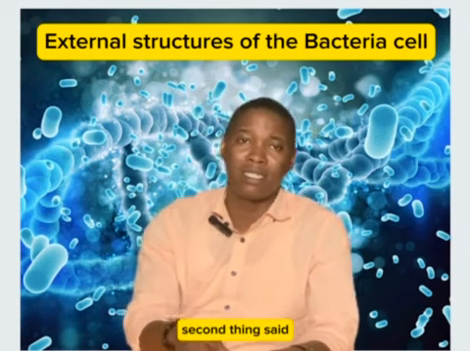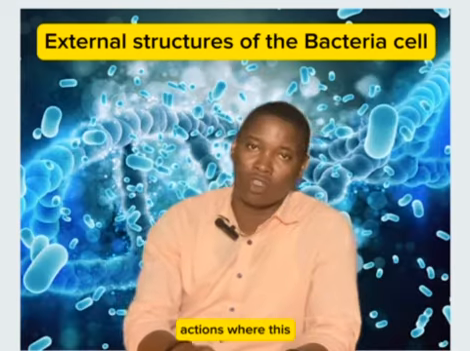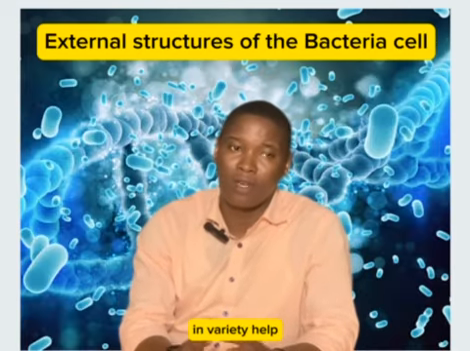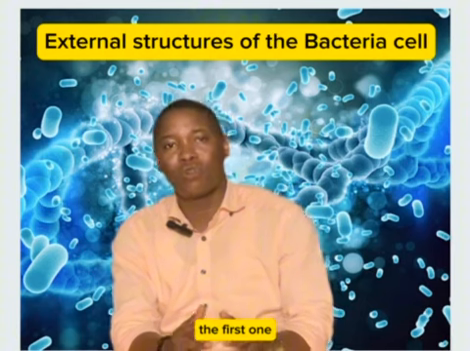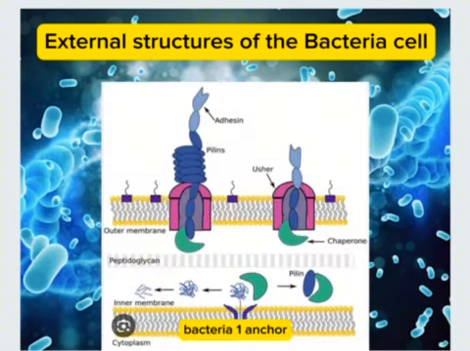Some people dey mistakenly think say these things na for movement, but no be for movement. E get two major actions wey this fimbriae dey help the bacteria carry out. The first one na attachment, adhesion. If that bacteria wan anchor itself, join itself for the body of a particular surface, na those fimbriae the bacteria dey use attach itself to surface.